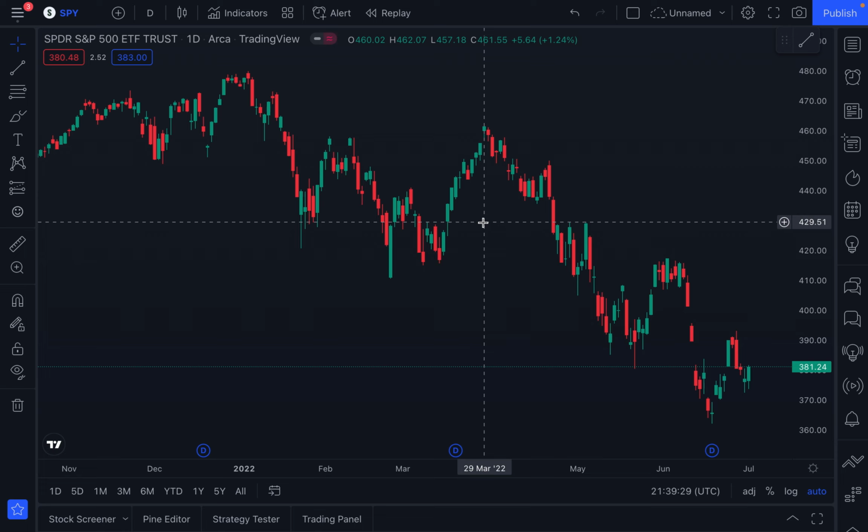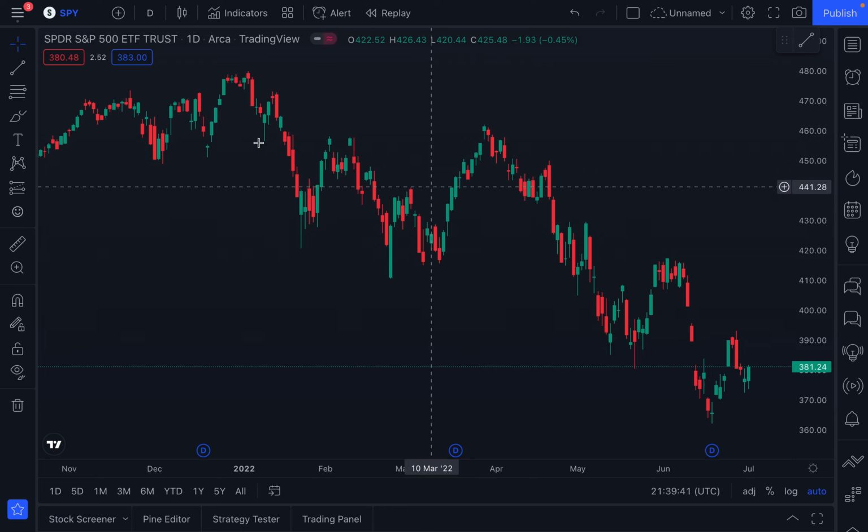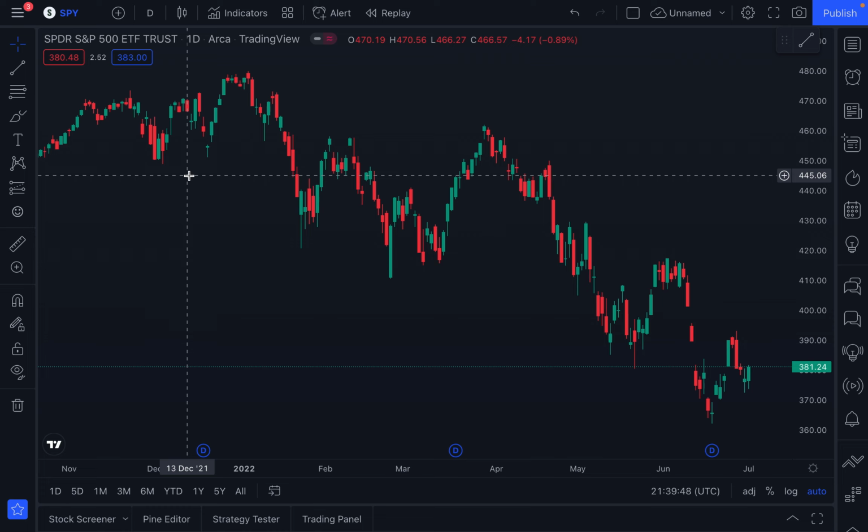The stochastic indicator. For today's video, I'm going to be using TradingView, completely free to use. So head on over to TradingView now if you want to follow along. I'm going to start this video by using SPY on the daily chart. The very first thing I want to do, guys, is show you where you would find the stochastic indicator and how you would add it to your chart.